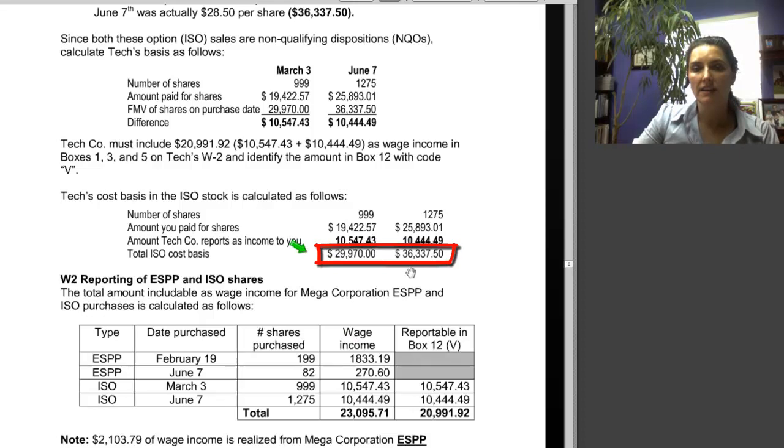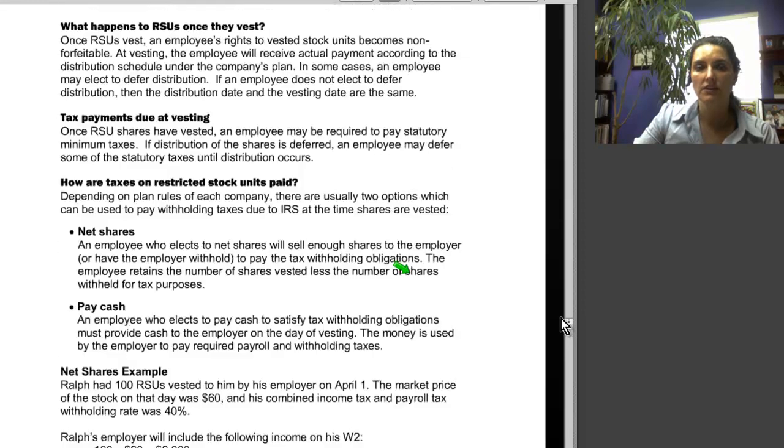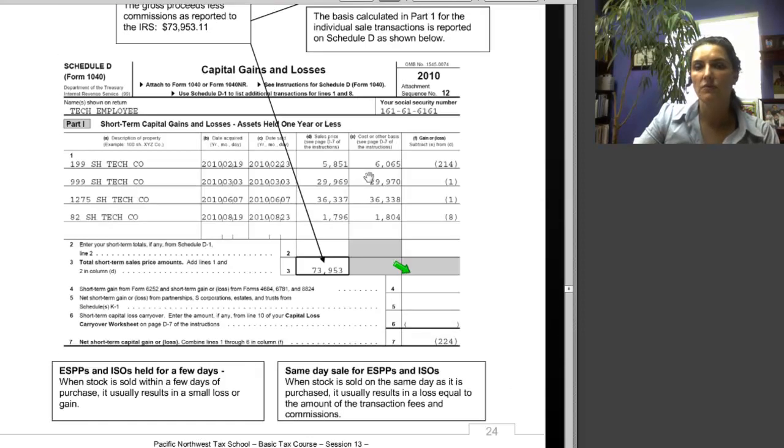So here's the cost in the $9.99. Here's the cost in the $12.75. So that $29,970 for 999 shares, that's the amount we're going to enter. And there's the $29,970, you see? So each of those costs that we figured out earlier in Part 1 of the problem, we enter those.